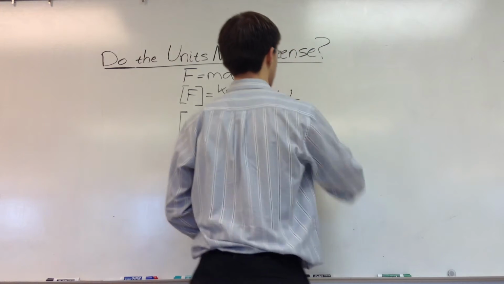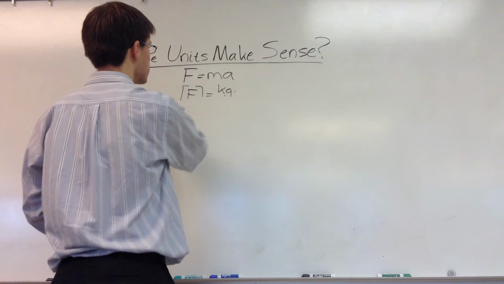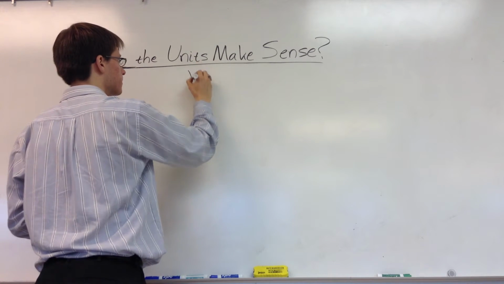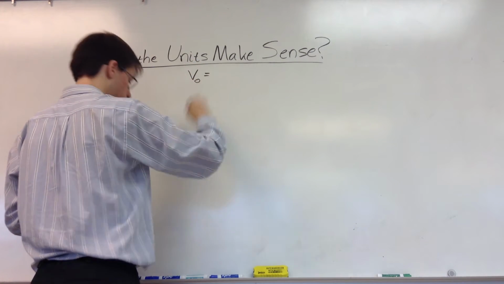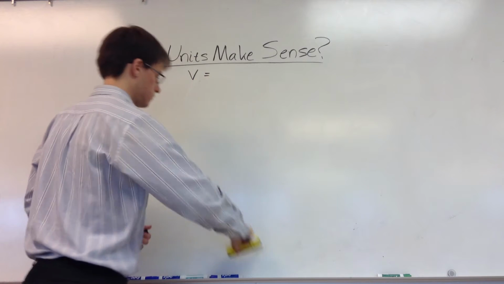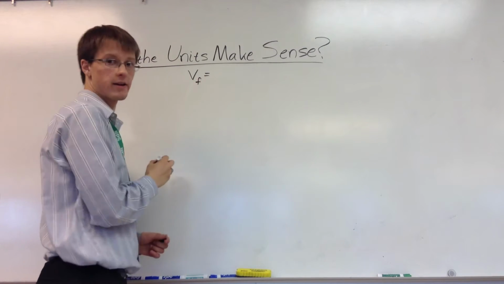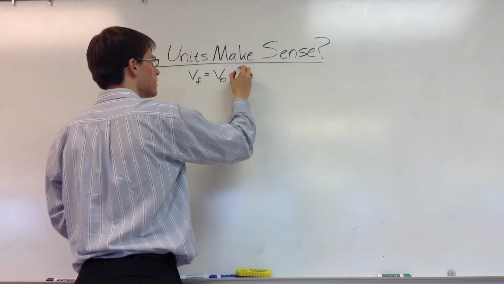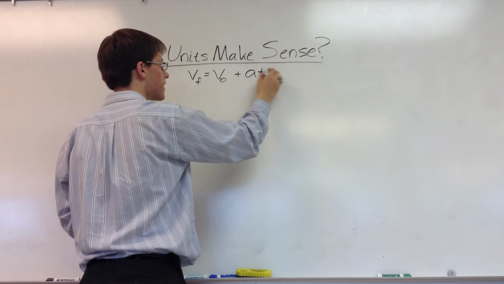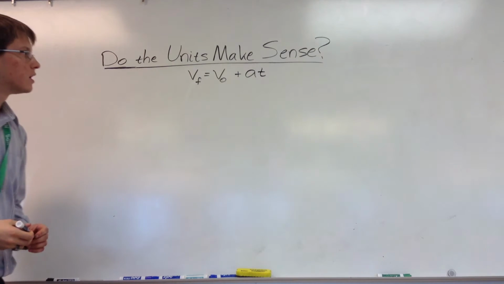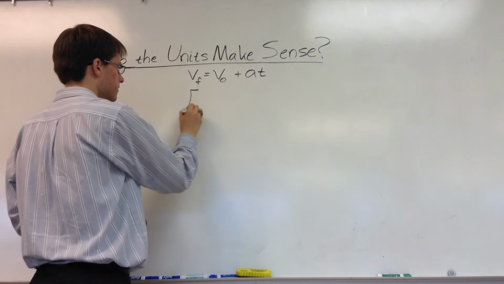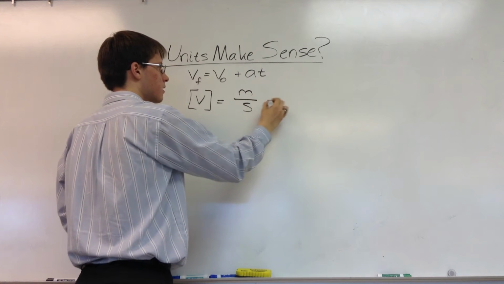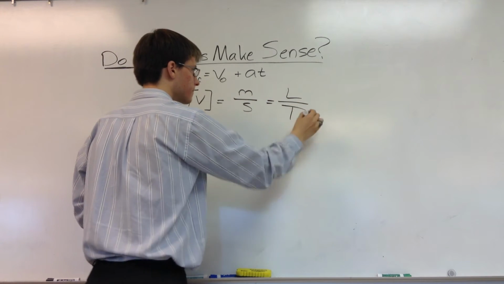This equation is one of the equations of motion, one of the kinematic equations that we're going to be doing a lot with. So this equation I'm going to write: VF, which stands for the final velocity, is equal to V naught, which is the initial velocity, plus acceleration times time. So the units of velocity are meters per second, which is length over time.